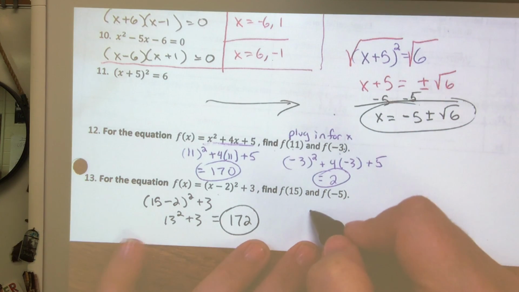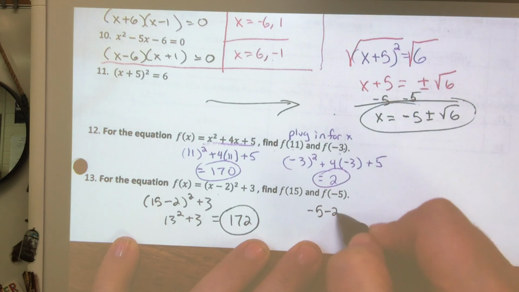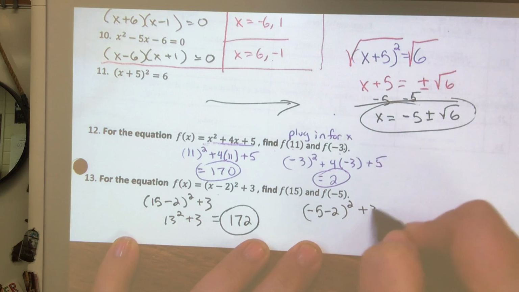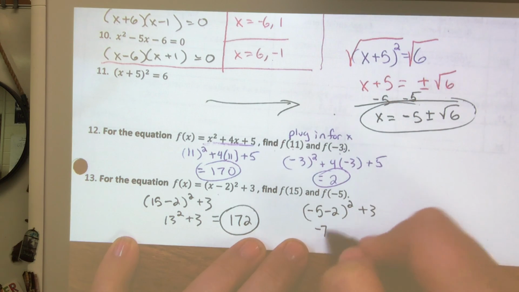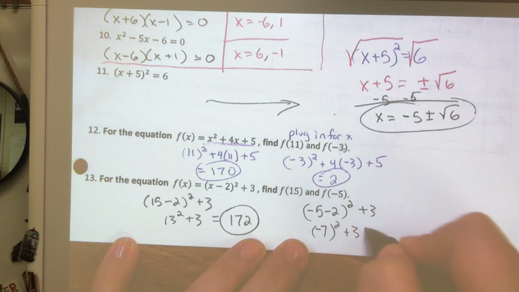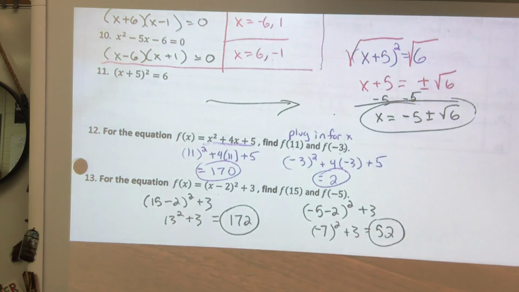For negative 5, I do the same thing. Negative 5 minus 2 squared plus 3. That gives me negative 7 squared plus 3, which equals 52. And that is the first page. I will do a new video for the second page, just so these are not too long.